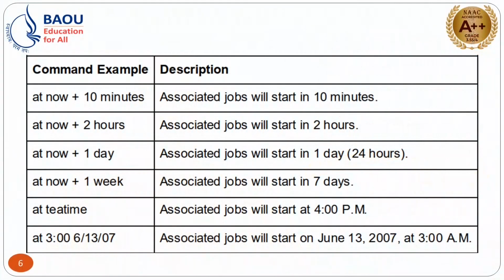For example, at is the command, now plus 10 minutes is the option you are using. So whatever the associated job is, it will start in 10 minutes. Then at now plus 2 hours, so whatever job you have mentioned will start in 2 hours. Then after that, for 1 day, 1 week, at tea time, that is 4 pm. Then a specific time you are mentioning and the date. So all these are the specific options that you can use with the at command, right?